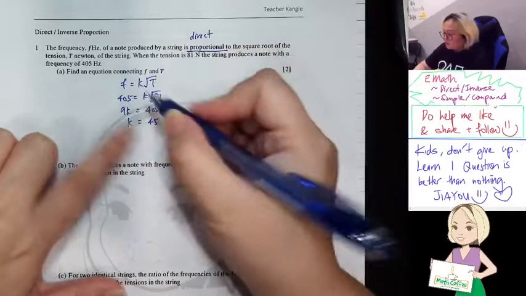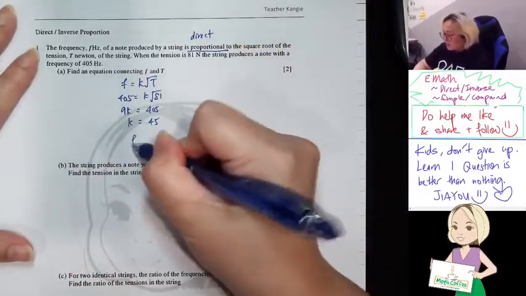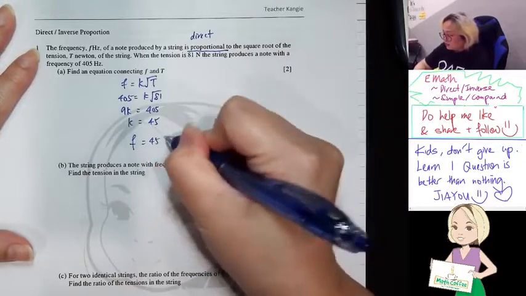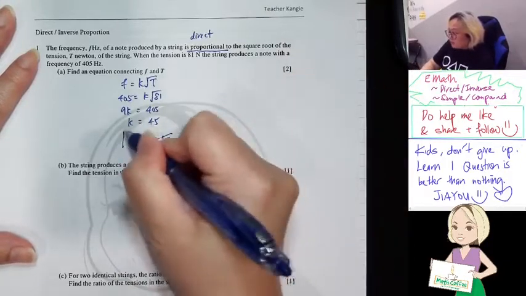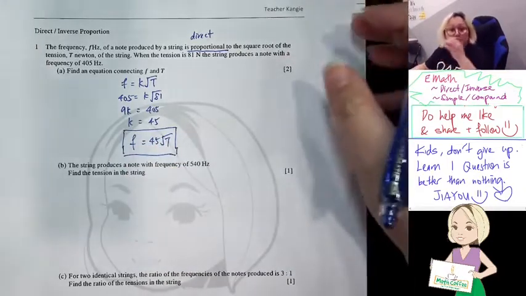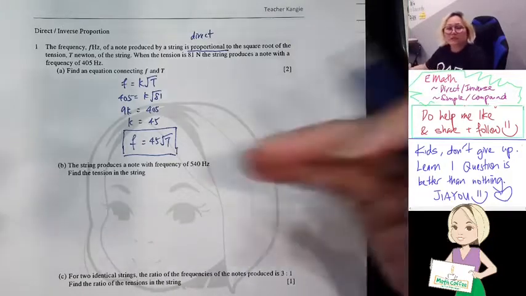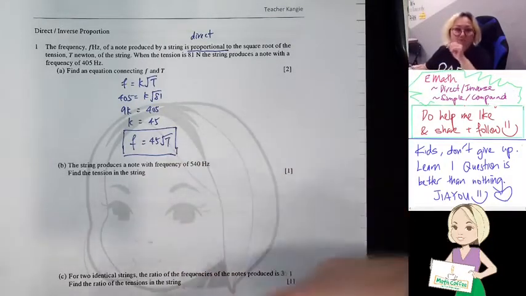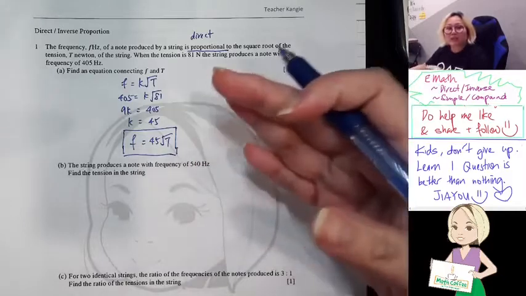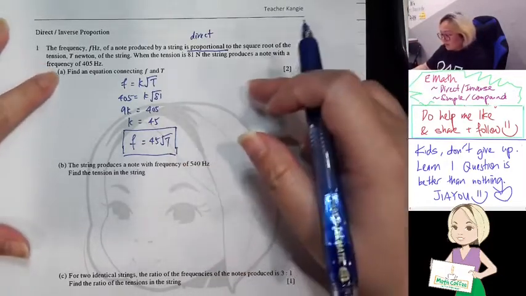So with this, you will form the equation connecting F and T without the K. So it becomes F equals 45 square root T. And this is the formula that relates F and T, and I always box it up. So I know that if I want to find F and I'm given a T, I can just sub it in, or if I'm given F and I want to find T, I also can sub it in, form an equation and solve the unknown. So this is for part A.